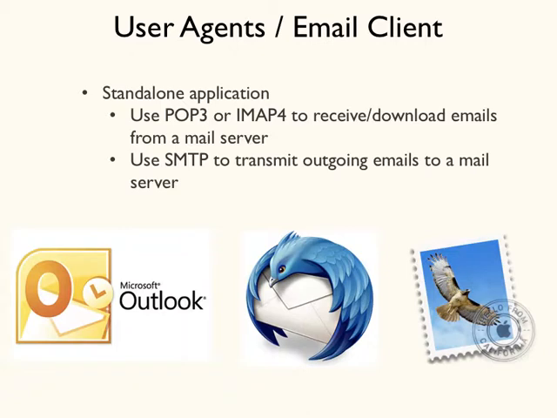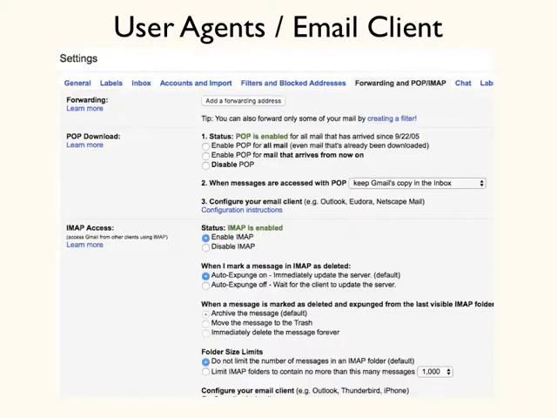Like I said, there are basically two different kinds of user agents. The first one is standalone applications: Outlook, Thunderbird, or Mail for Mac. All those applications will use POP3 or IMAP4 to receive and download email from an email server, and use SMTP to send out emails to a mail server.